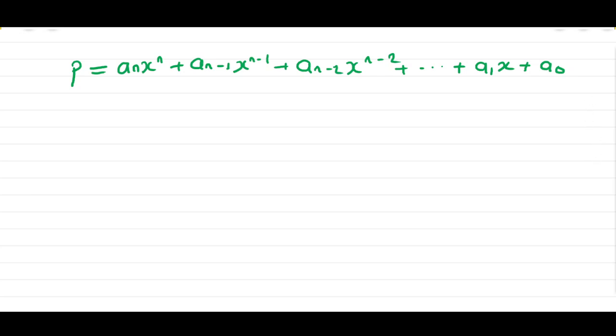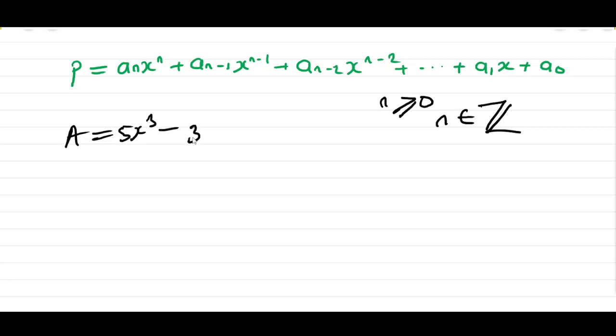Here we see that this is an integral function where n goes from 0 up to infinity, it may not be infinity, it's up to some value. Just that n goes from 0, n is greater than or equal to 0, and n is an integer. So for example, we can have 5x to the third power minus 3x to the second power plus 2x minus 1.